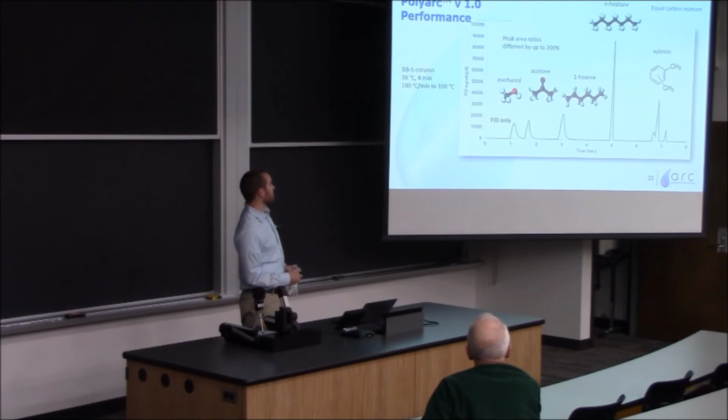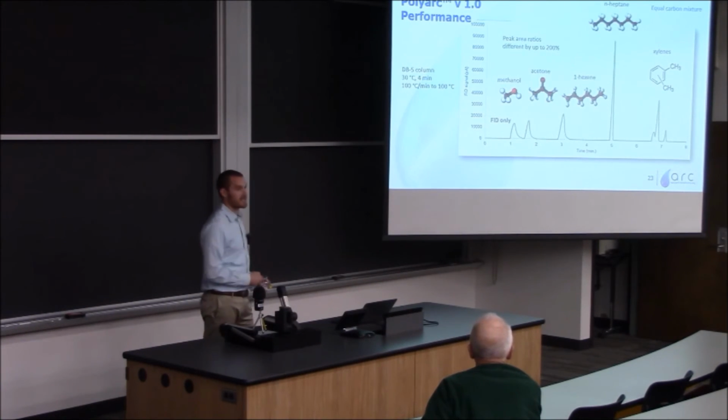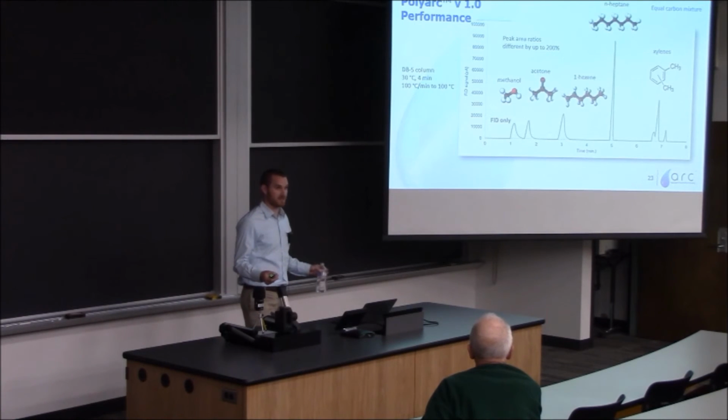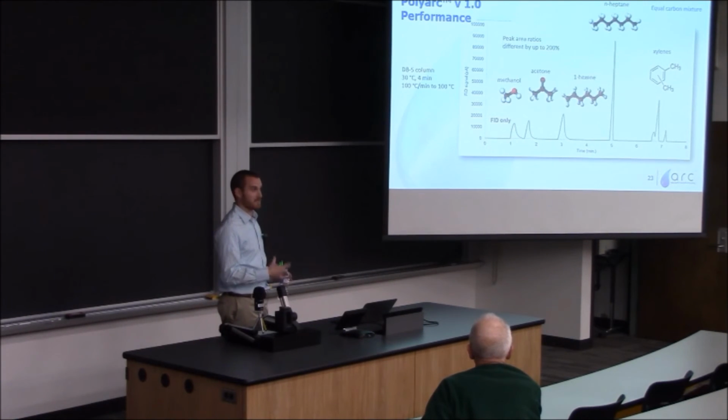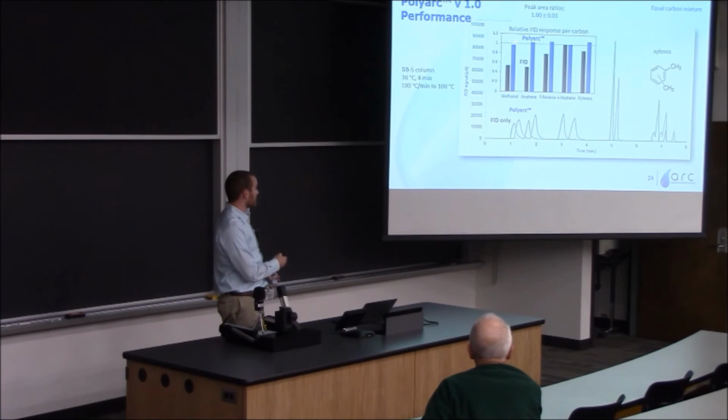So as another example, with a few other molecules, we see the same result. In the FID, the peak area ratios differ by up to 200%. So this ketone group in acetone decreases the propensity to form carbocations even further. But when we put the reactor in there, all these response factors, or all these sensitivities, go to 1. So no longer do we have to calibrate our GC because all the response factors are the same.